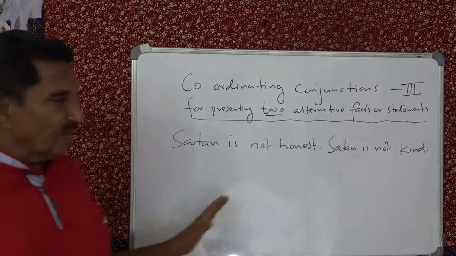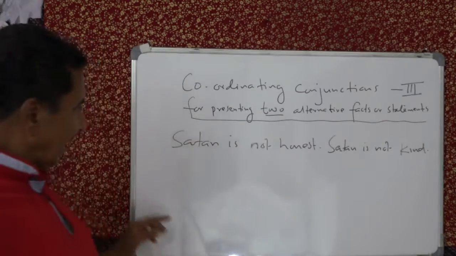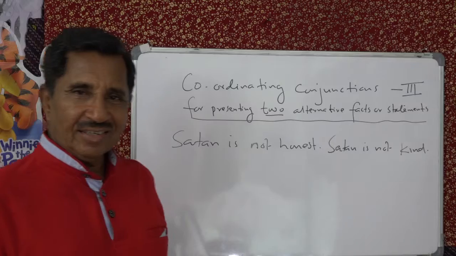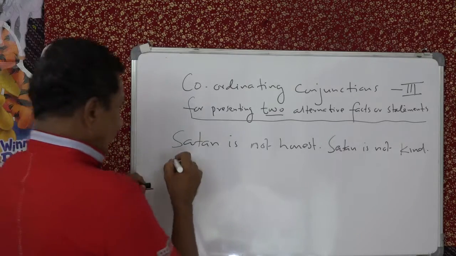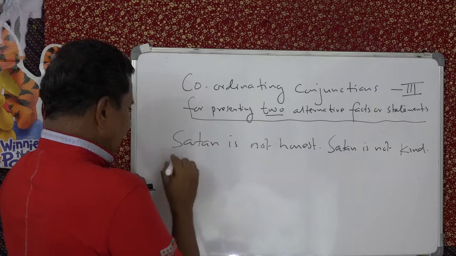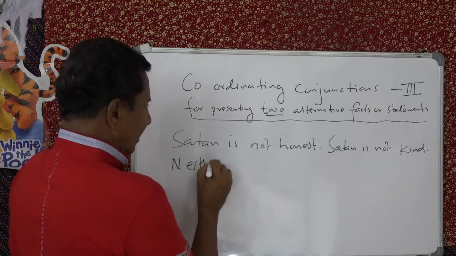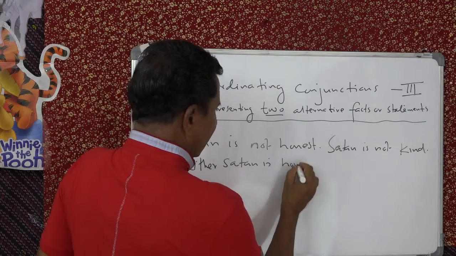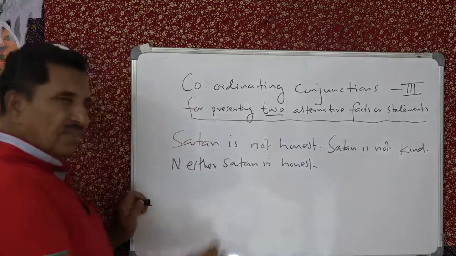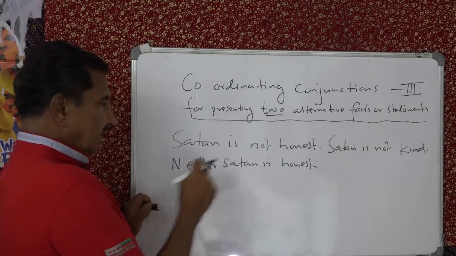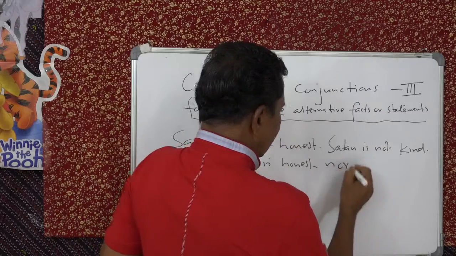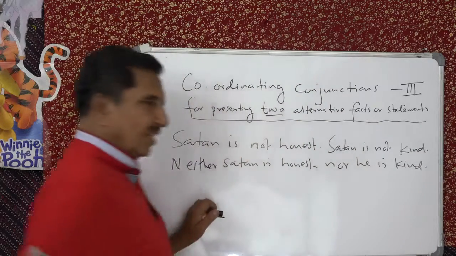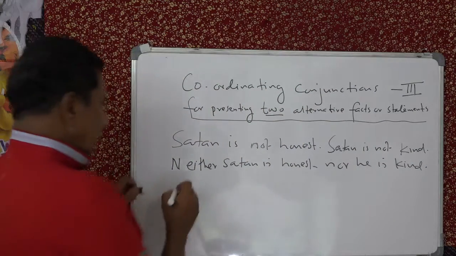See? So what you do is you can combine it by neither. Neither Satan is honest, nor Satan is kind. Negative. So neither, that is a negative meaning. Neither means not. So need not say is not. Neither Satan is honest, nor he is kind.